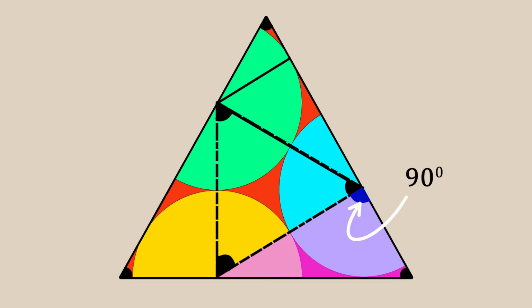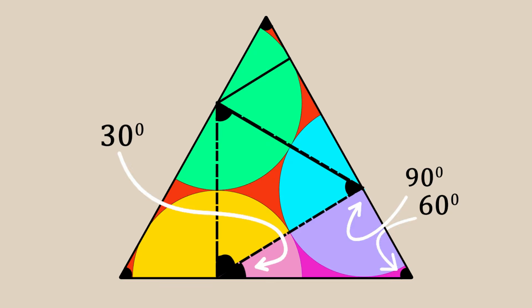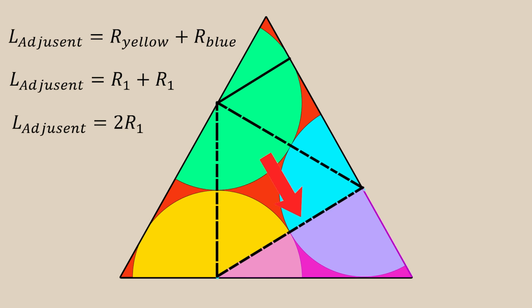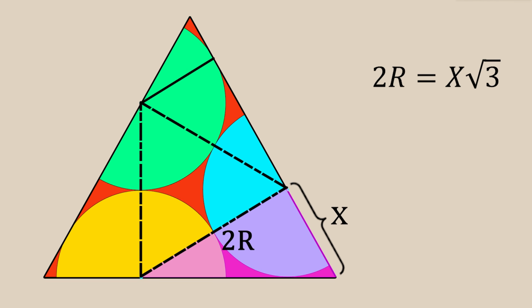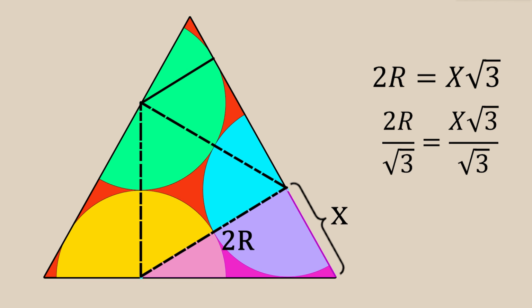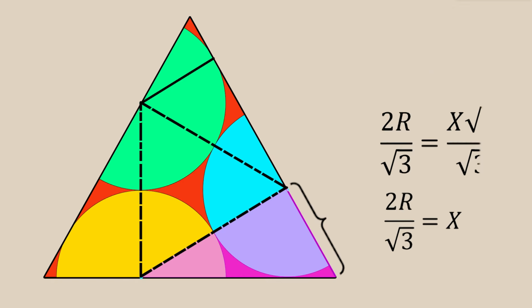Since we now have a 90-degree angle and the 60-degree angle from the main triangle, the final angle must be 30. This allows us to use the 30-60-90 theorem one last time. Here, the side with length 2r is the adjacent side, and we are looking for the opposite side. Since the adjacent side corresponds to x root 3, we must divide 2r by the square root of 3. This gives us the remaining bottom part as 2r over root 3.